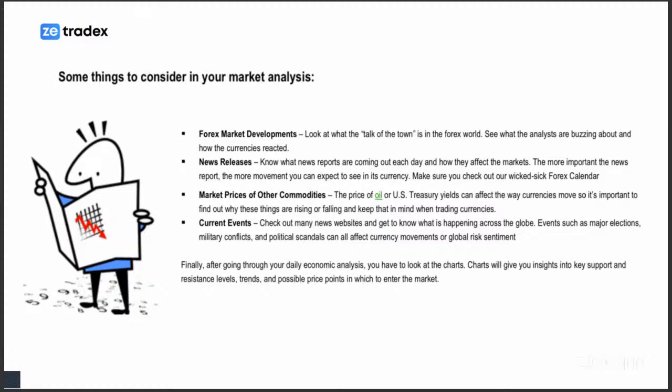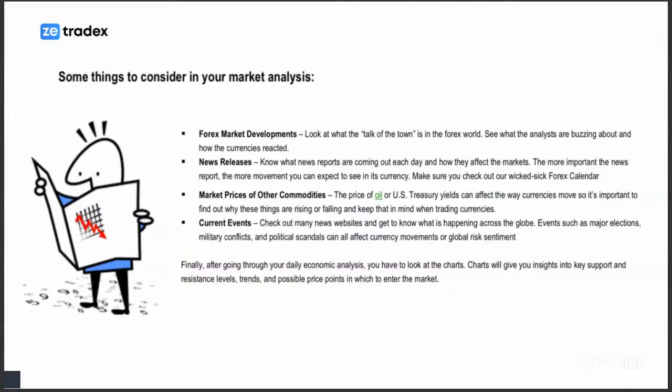When it comes to market prices of other commodities, the price of oil or US Treasury yields can affect the way currencies move. So it's important to find out why these things are rising or falling and keep that in mind when trading currencies.